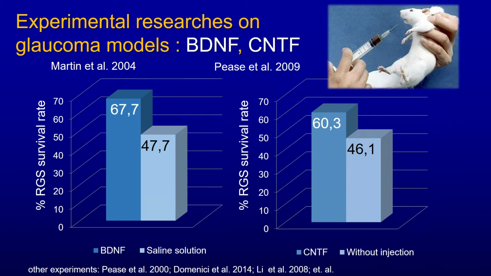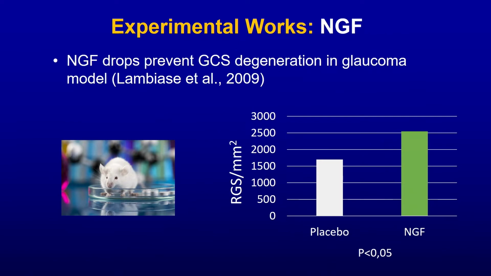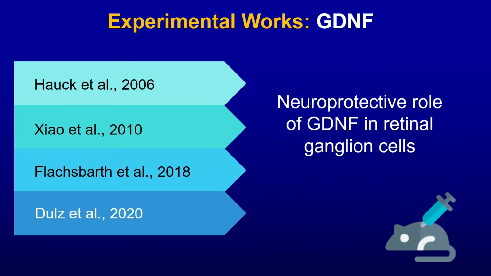For all these factors, the reasons why we selected them is very clear, because there are some previous publications that, using different glaucoma models, show us that introduction of the factor could provide neuroprotection and improve the survival of retinal ganglion cells. Specifically, it is shown here for BDNF and for the CNTF as well, in the publications of Peace, Domasini and Lee. And here I'm giving some publications for glial factor that also proves a very important neuroprotective role.